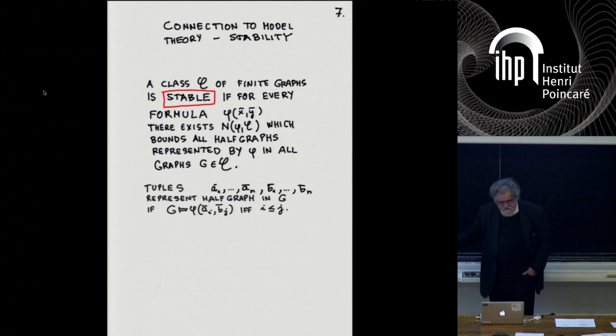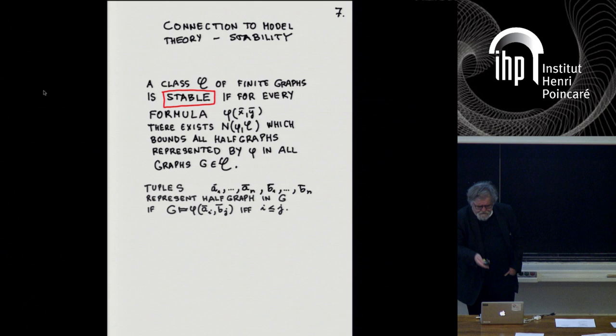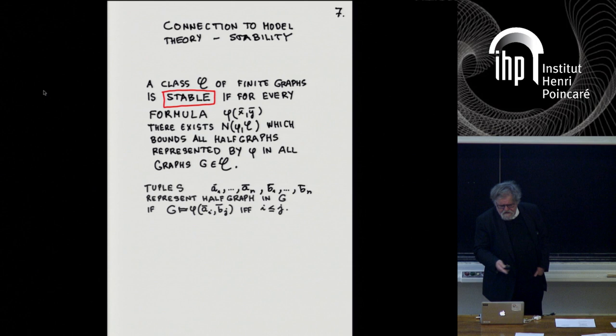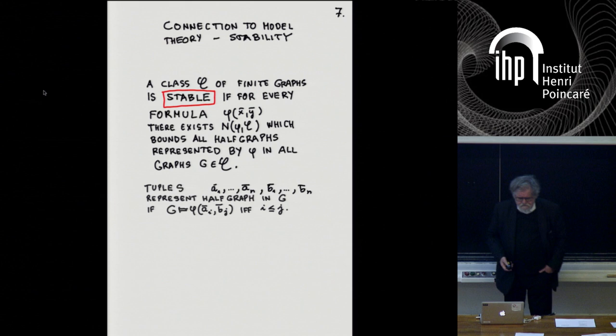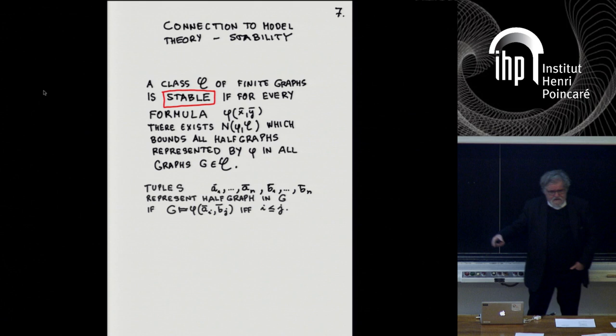For the purpose of it, we say that a class of finite graphs is stable if there is no formula phi which is representing in those graphs a half graph. Exactly, there is no phi which would represent the half graph of unbounded size in the class.